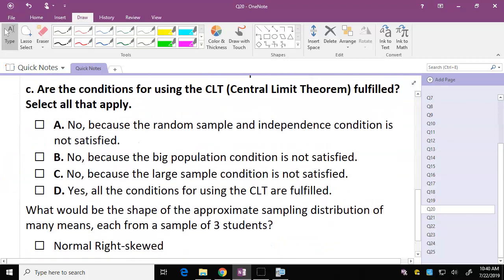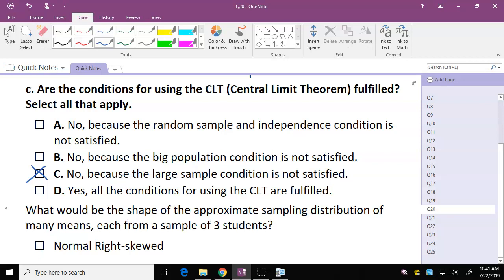Are the conditions for CLT fulfilled? Yeah, the answer is C, no. No, they are not fulfilled. Remember, your sample size has to be bigger than 25, or the population has to be normal. Okay? Is our population normal? Do we know that? It says it's right skewed. So it's not normal.